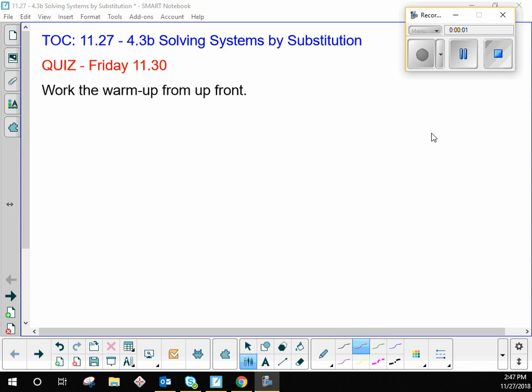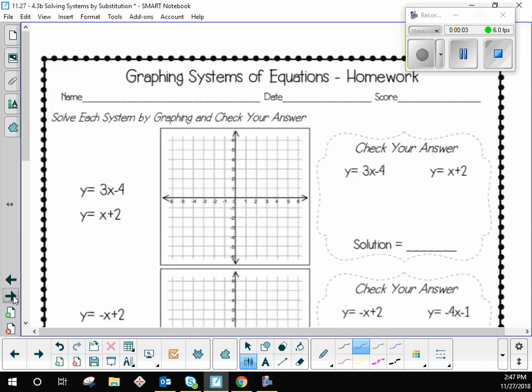So the warm-up is a review of what we did yesterday. We graphed two equations on the same coordinate plane. Wherever they intersected, that point was a solution to both of those equations. Remember, two or more equations is called a system of equations.